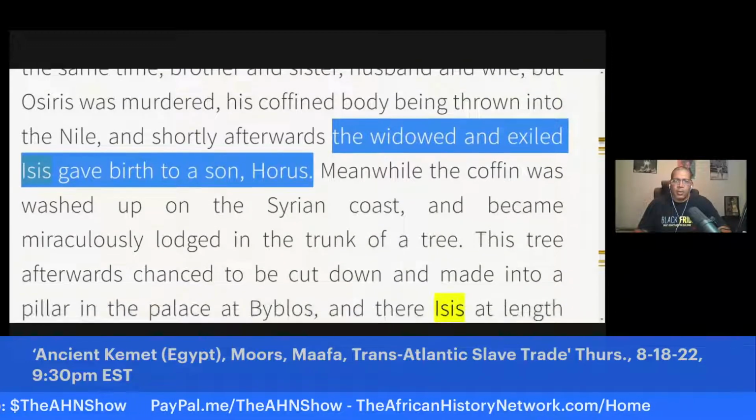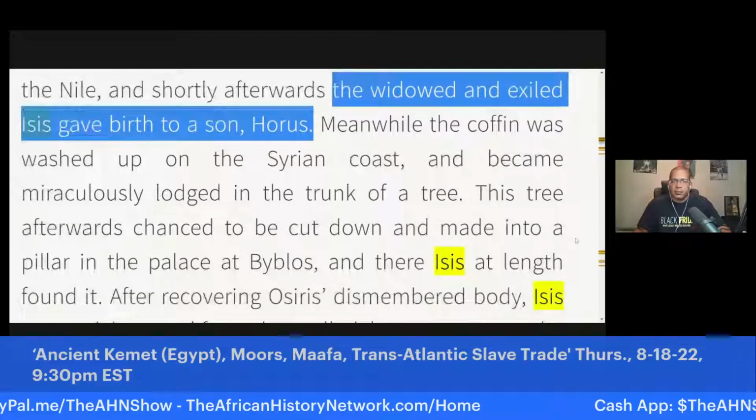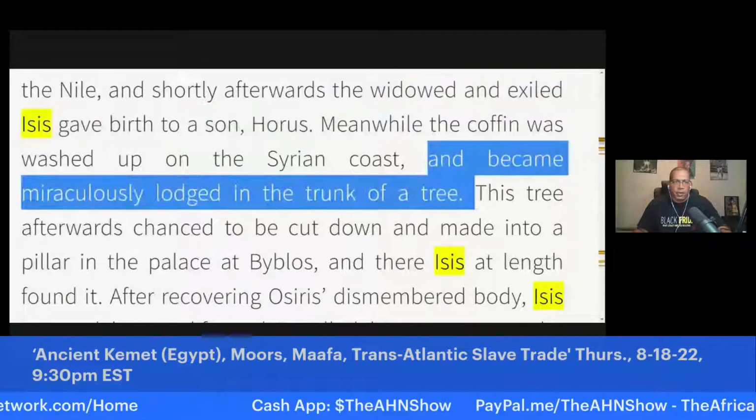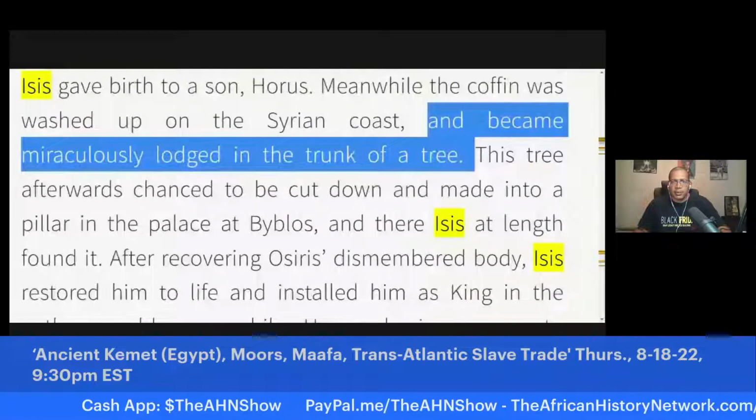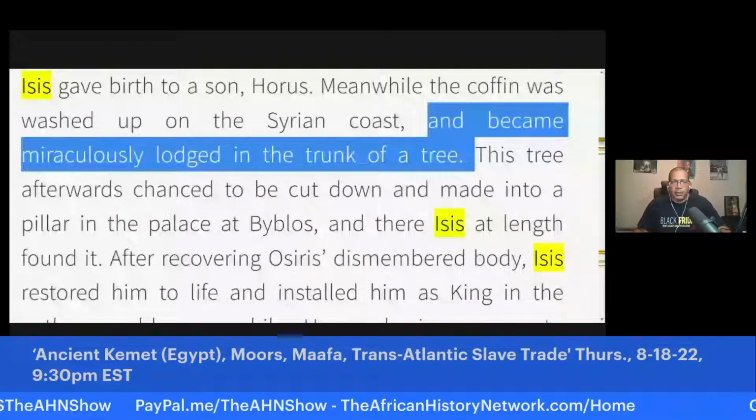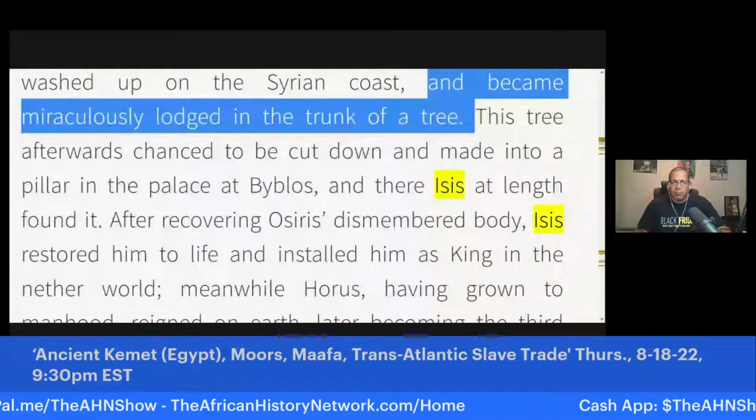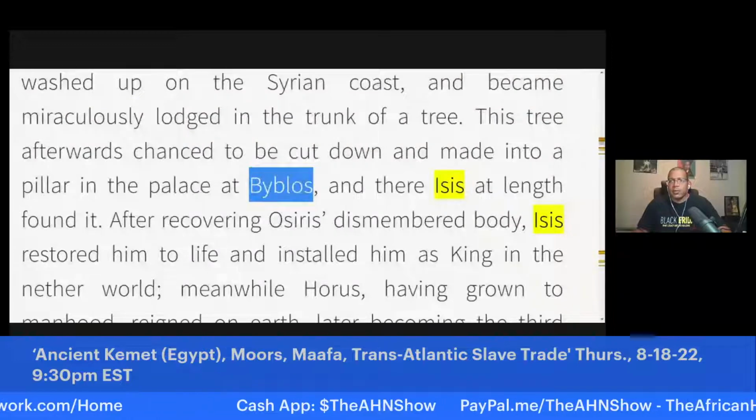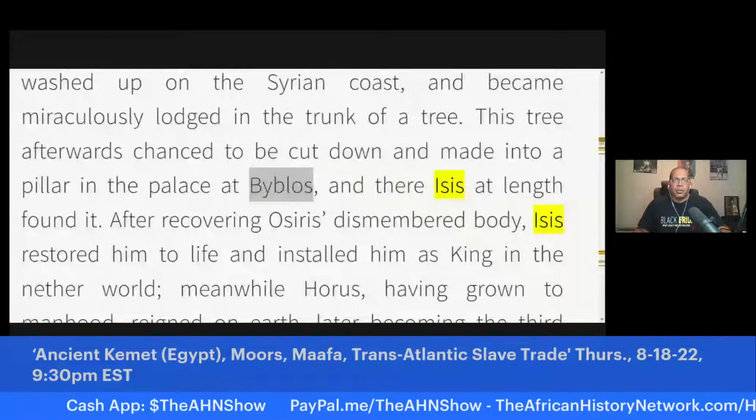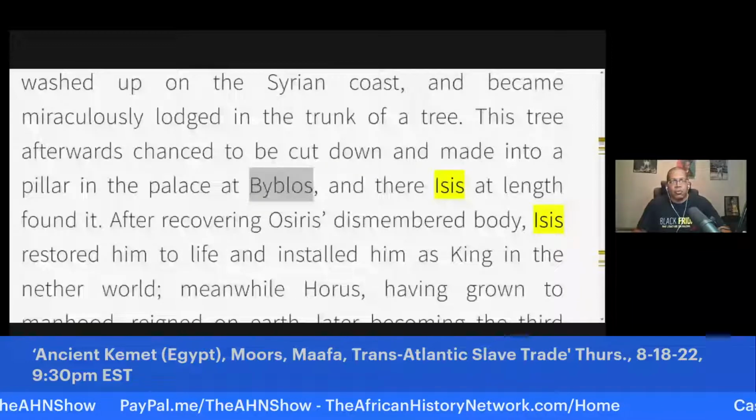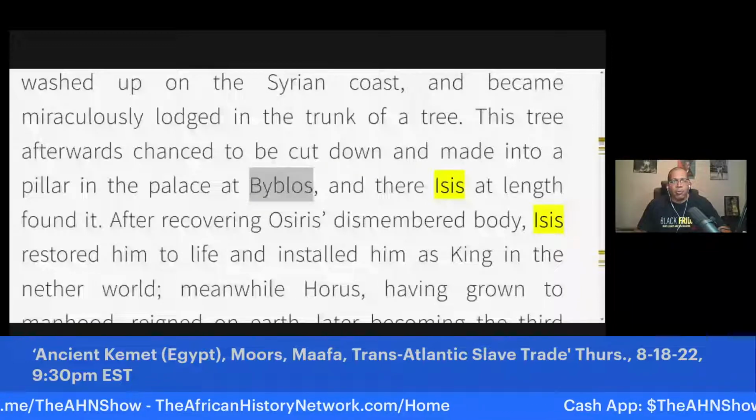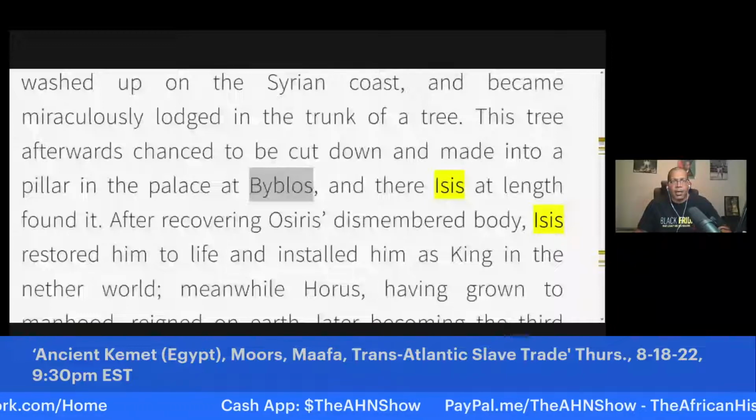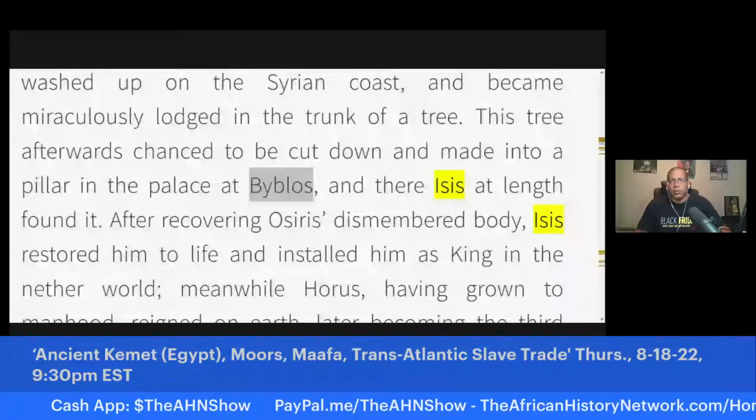The Greeks called him Horus. Meanwhile, the coffin was washed up on the Syrian coast and became miraculously lodged in the trunk of a tree. This tree afterwards chanced to be cut down and made into a pillar in the palace at Byblos. Now, Byblos is the Phoenician capital where the early Christians go to get the papyrus to write the Bible. Ancient city, Lebanon. We'll look at this briefly here.